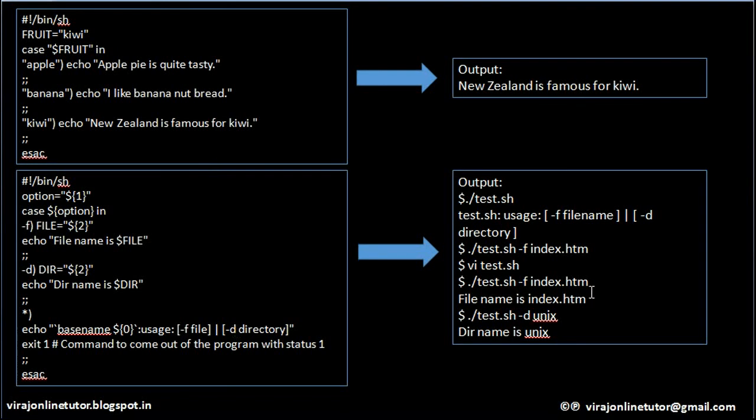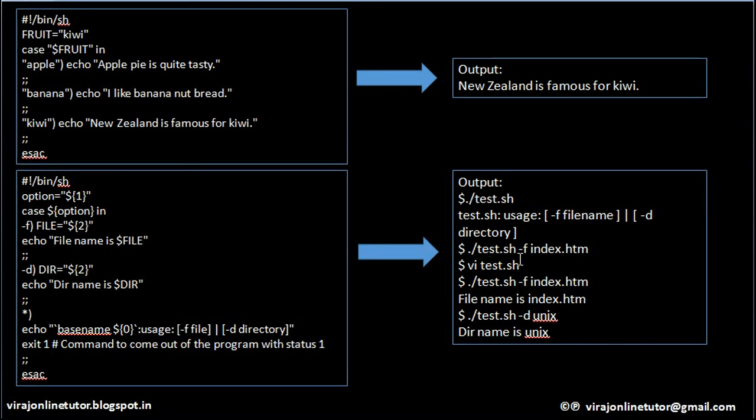So let me execute this script over here. I have given this script a name called test.sh. So I say ./test.sh. I don't pass any command line parameters. So when the shell script executes the first command line parameter, I didn't pass anything. So option is neither -f nor -d. So it will print the usage of the script on the screen.